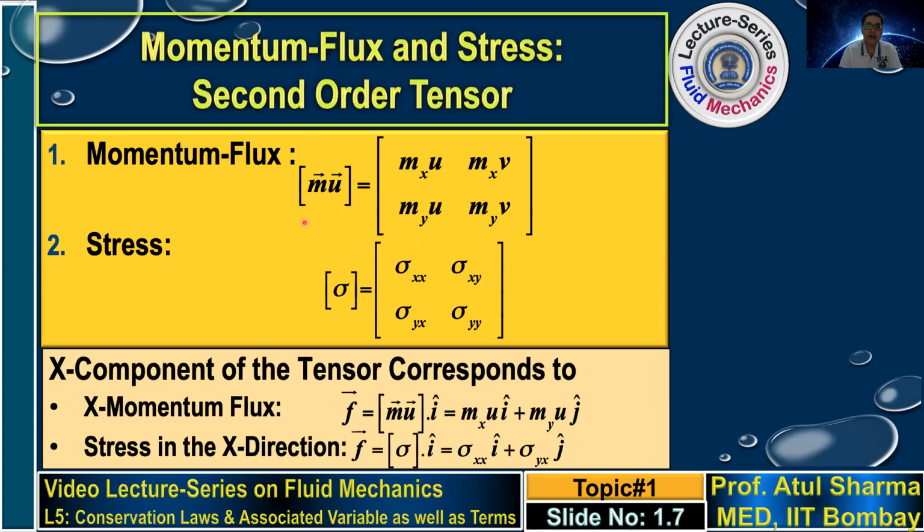So while applying the stresses for the x momentum equation, we have to take the x component of the tensor. If you operate this second order tensor for x momentum with the I vector, you get the first column in a vector form. So you get mx ui plus my uj as shown here. Similarly, when you operate this with the I unit vector, you get the first column sigma xx i plus sigma yx j as shown here. Similarly, you can operate this with j, where you will get the second column as a vector for applying this to the y momentum equation.